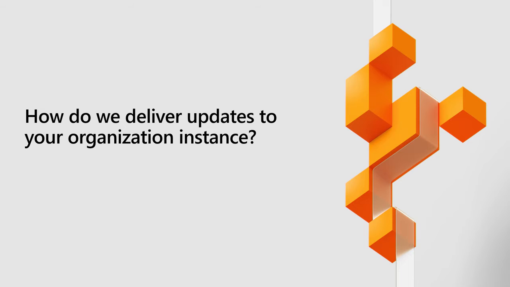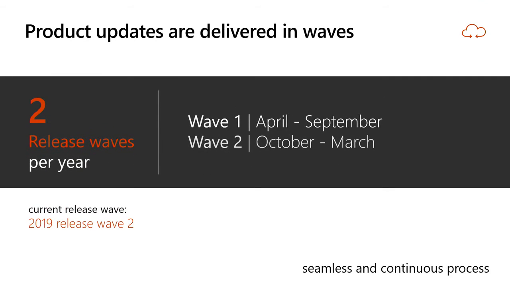How do we deliver updates to your organization? If you heard me use the term release wave, we do these twice per year on 6-month chunks. So from April to September is one wave, and from October, which is the current wave, to next March is our current wave, right? So we call it the 2009 Release Wave 2.